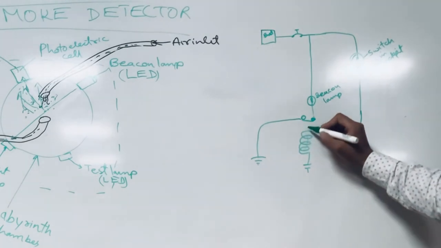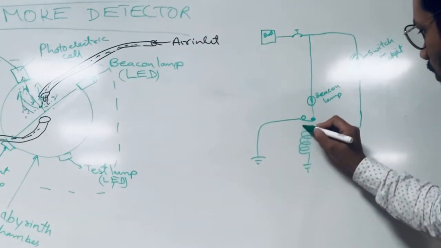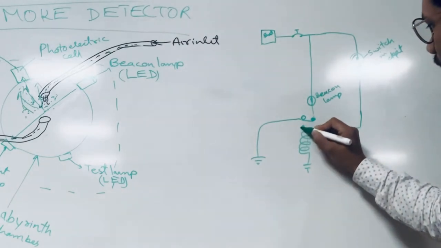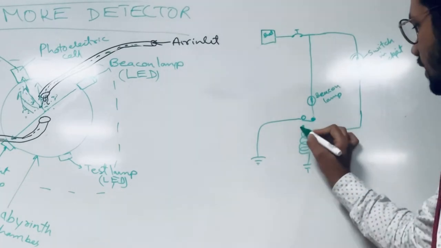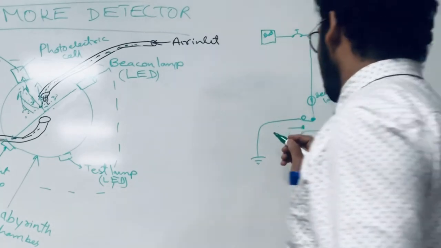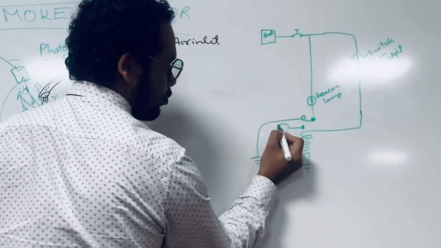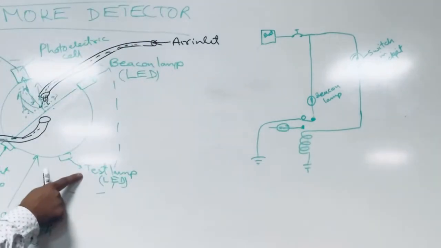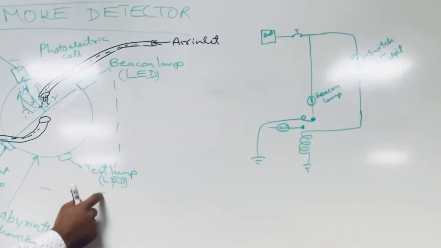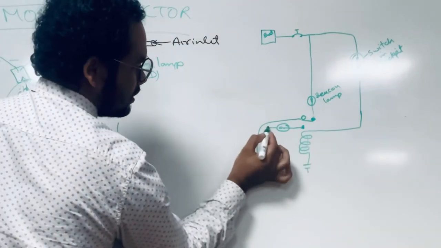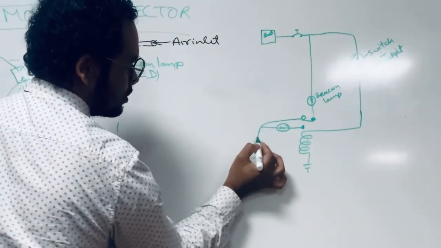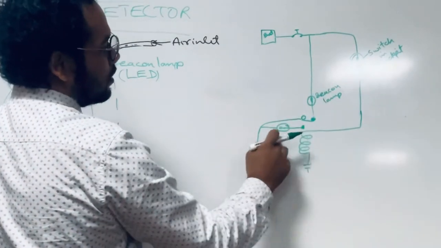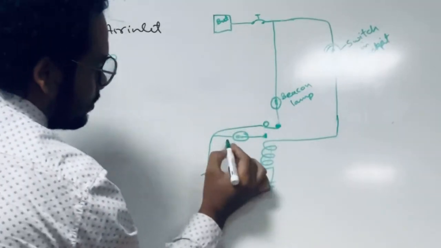When this coil gets energized, friends, note that here we have another contactor. This contactor is connected to a test lamp. So I'm drawing the test lamp over here. Suppose this is the test lamp. So this test lamp or LED is here. This test lamp also gets grounded by means of this path. So as of now, which lamp will be lit? Beacon lamp or test lamp?